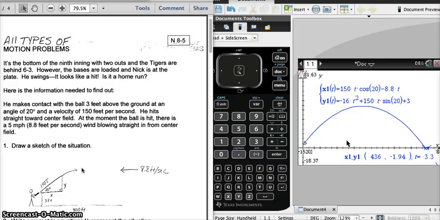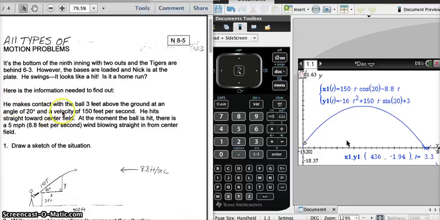Okay, so it says it's the bottom of the ninth inning with 2 outs and the Tigers are behind 6-3. However, the bases are loaded and Nick is at the plate. He swings. It looks like a hit. Is it a home run? Well, we don't know. But here's the information so we can figure it out.